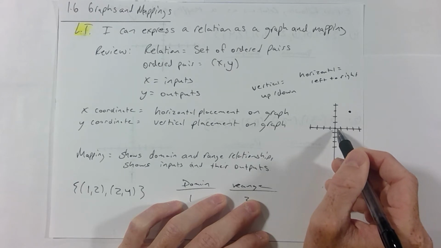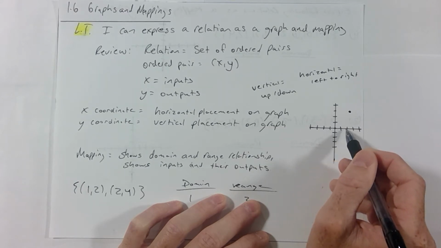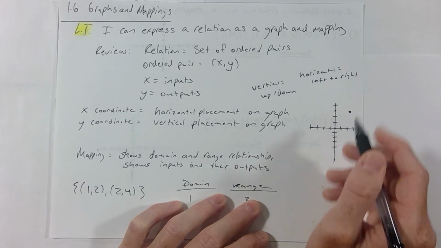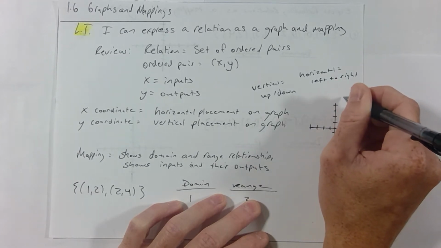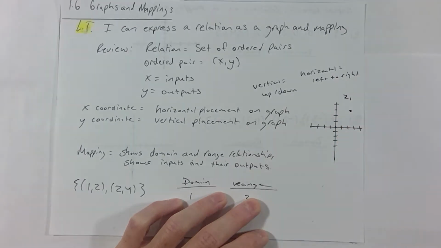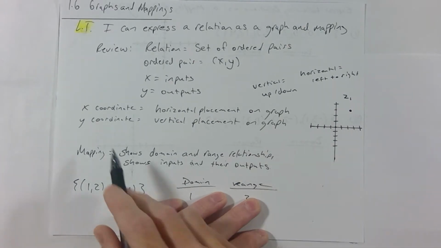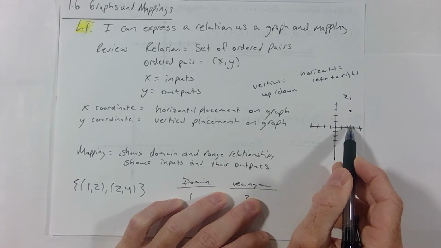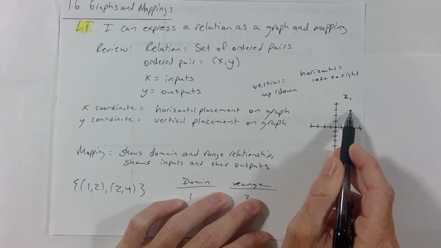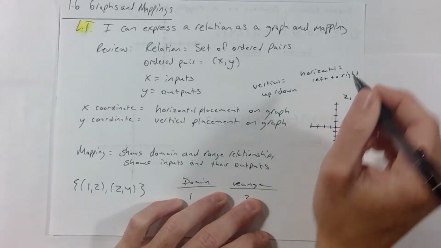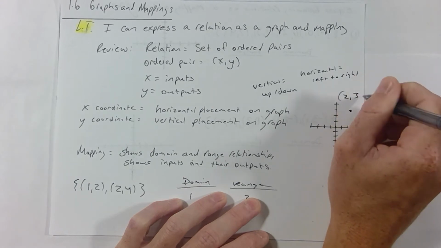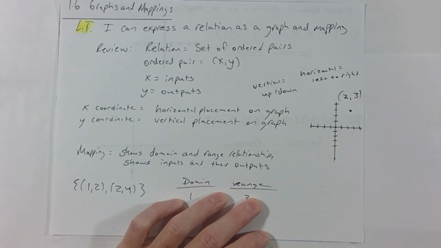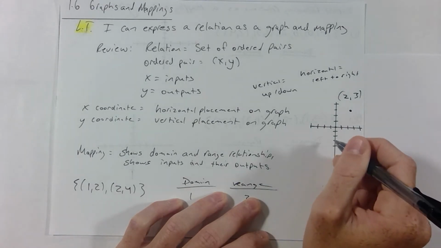I go over 2. So horizontally, I move 2 units, 2 to the right. So my x coordinate here is going to be 2. For the y coordinate, how far up did I move? I went up 1, 2, 3. So I went up 3. And there is my ordered pair: horizontal placement, vertical placement.